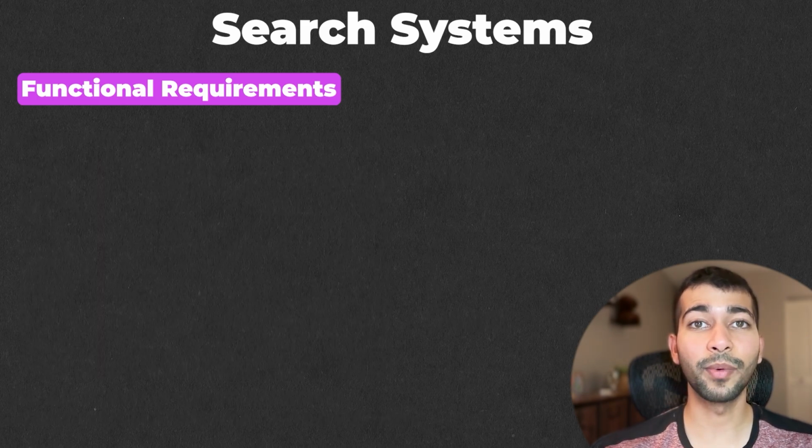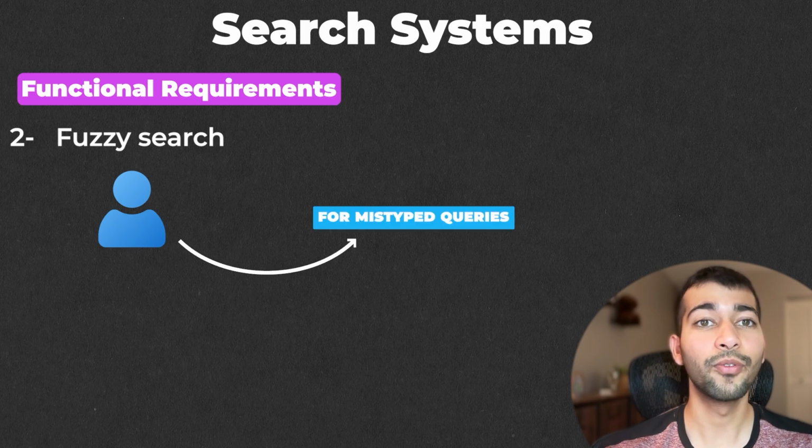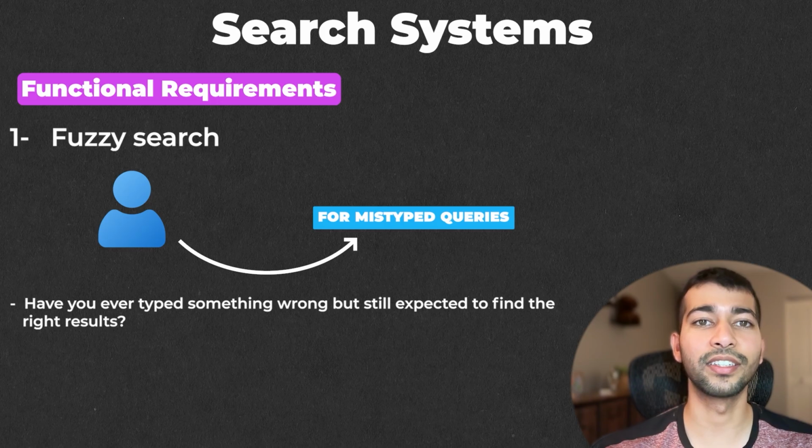The second requirement is the fuzzy search. Users will be able to do fuzzy search for mistyped queries. Have you ever typed something wrong but still expected to find the right results? Well, that is called fuzzy search. This is where fuzzy search shines.